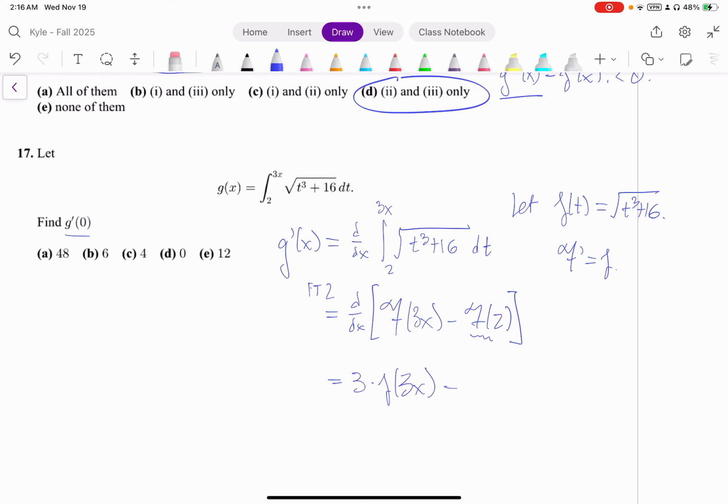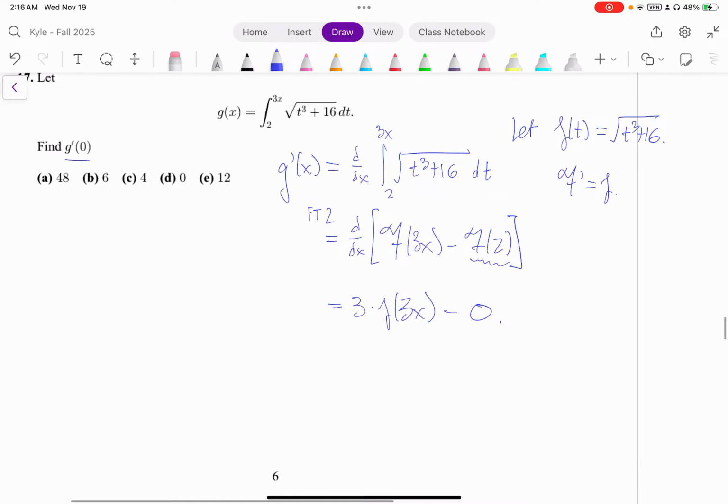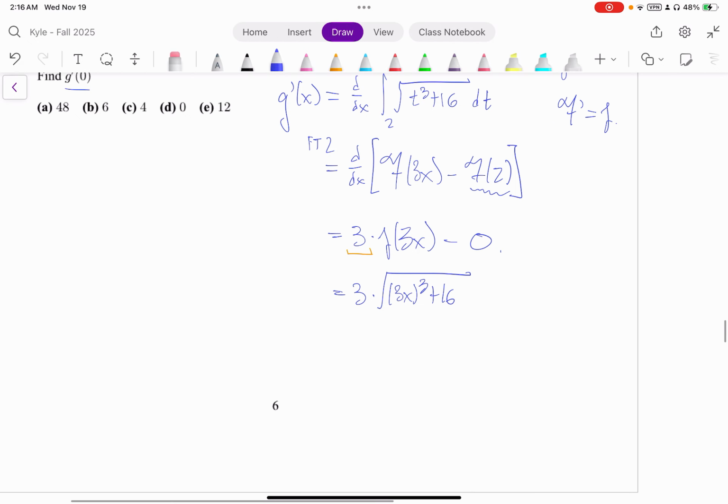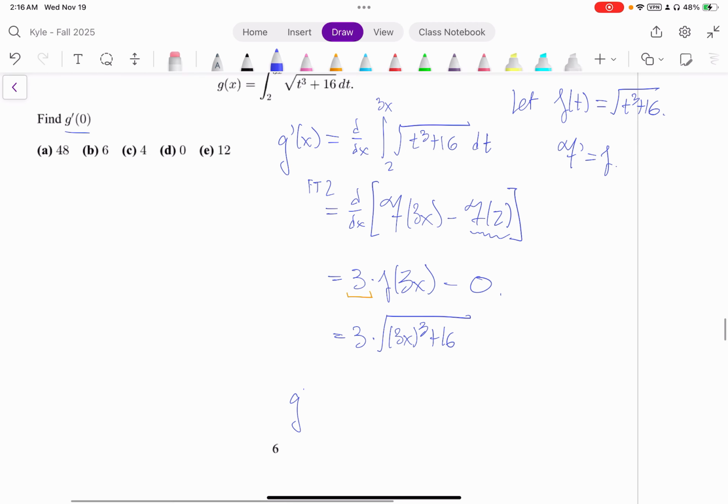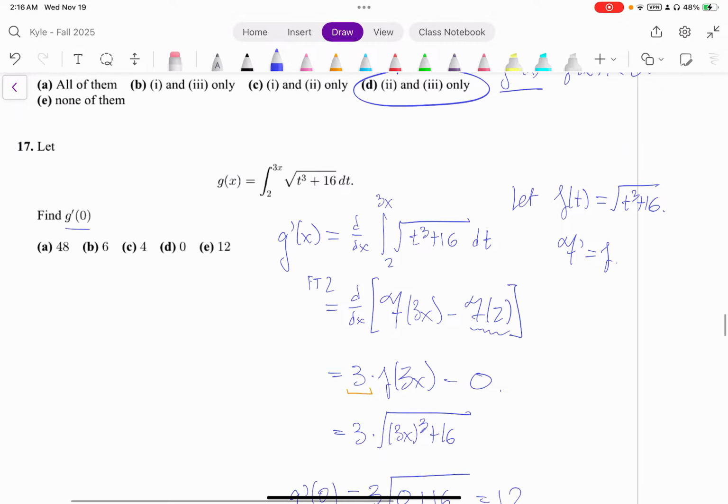And then the derivative of this constant is 0. So if we just tried to apply fundamental theorem 1, we would have lost this constant. So now this is equal to 3 times f of 3x. So f of 3x is going to be the root of 3x cubed plus 16. G prime at 0 is 3 root of 0 plus 16. 3 times 4, which is 12.